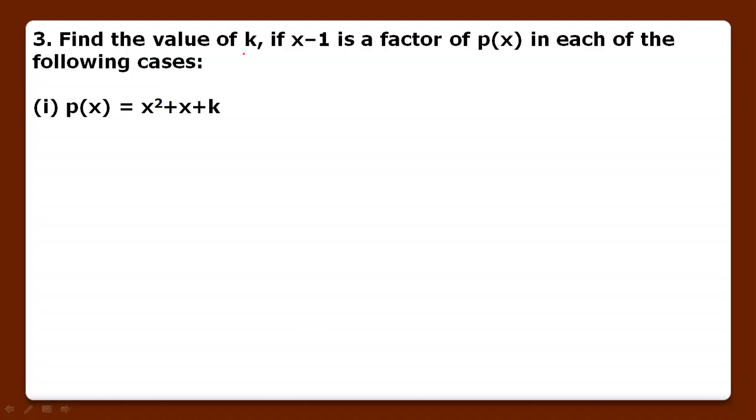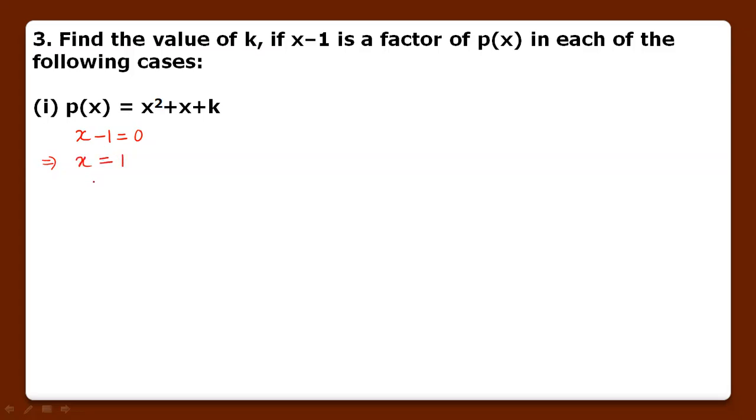Find the value of k if x minus 1 is a factor of px in each of the following cases. We'll see different parts in this question. उसमें हमें given है x minus 1 फैक्टर है px का. इसमें हमें चेक नहीं करना है. अगर ये फैक्टर है px का तो हमें k की वैल्यू फाइंड आउट करनी है. It is a very easy question. x minus 1 इक्वल्स टू 0 जैसे हम पुट करते थे implies x equal 1.